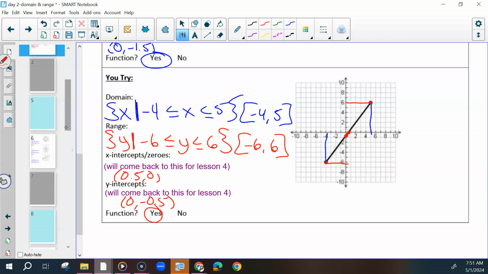I want you to try the square rectangle on the next page. I'll give you a couple minutes to do that, and then we'll come back and talk about it.